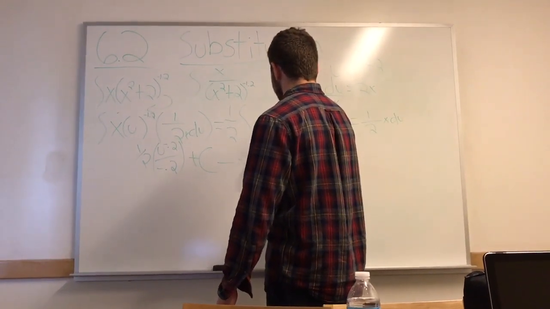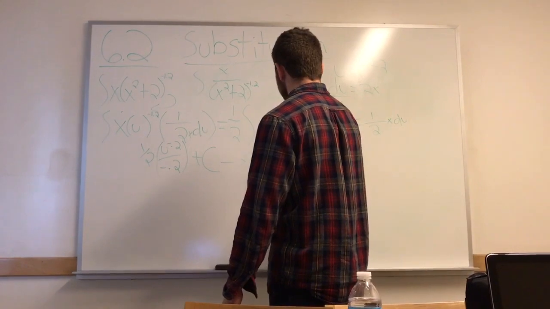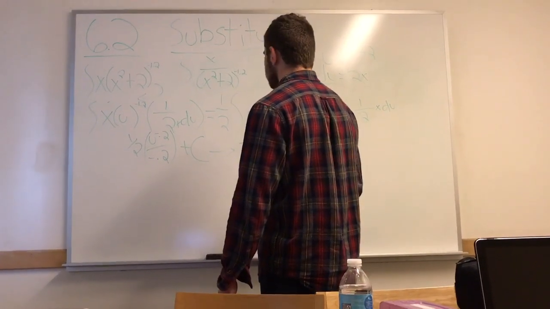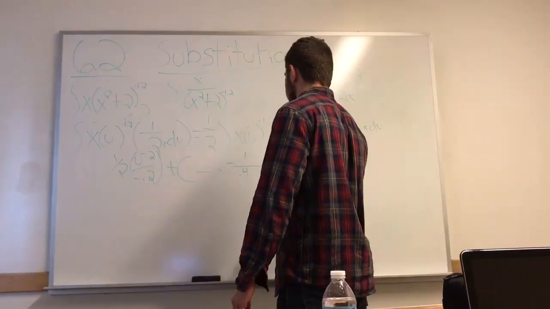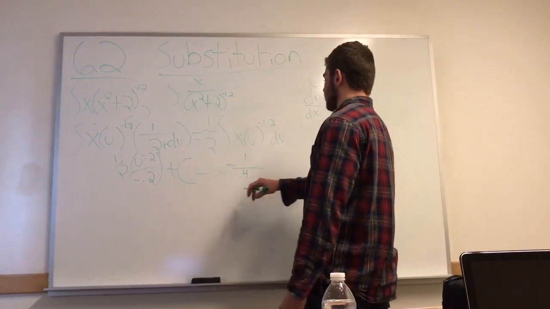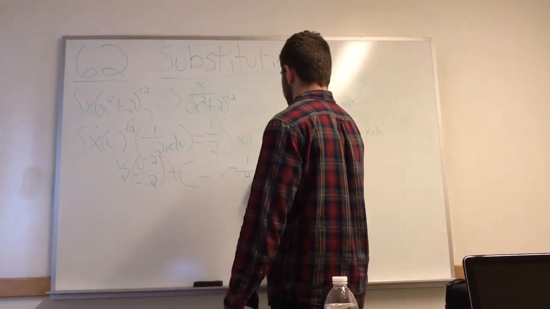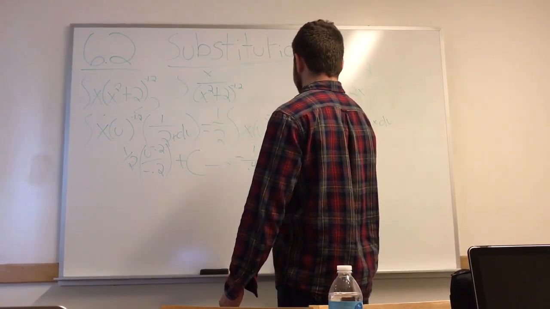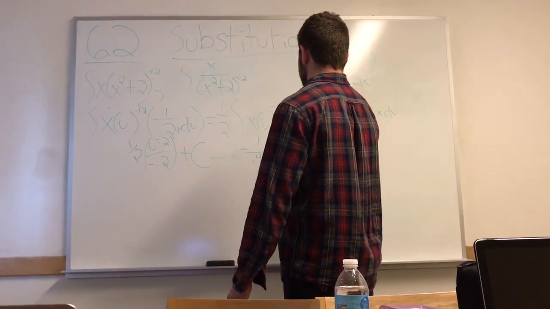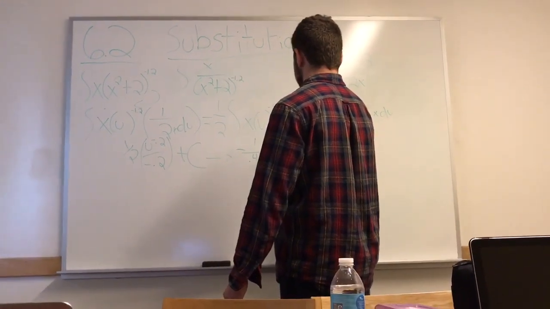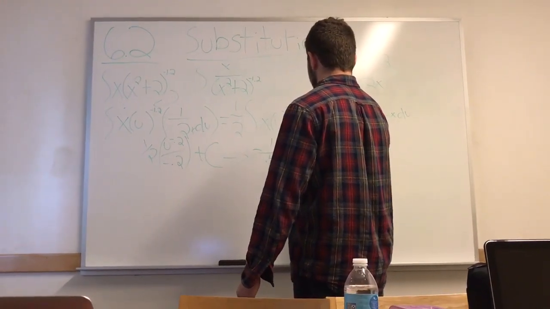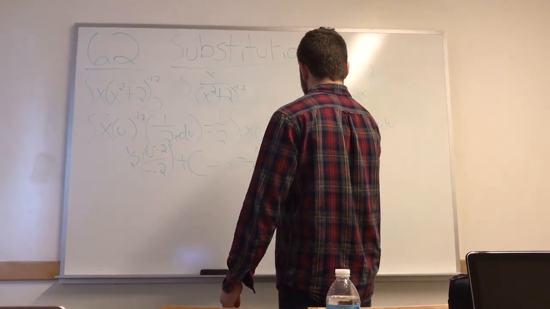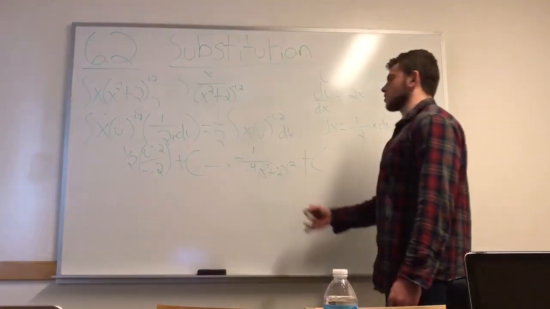We got negative over 0.4. So we have negative 1 over 0.4, and then that 0.4 is also going to have our original u. So let's just do x plus (x squared plus 2) to the 0.2 plus c. And that's our u substitute.